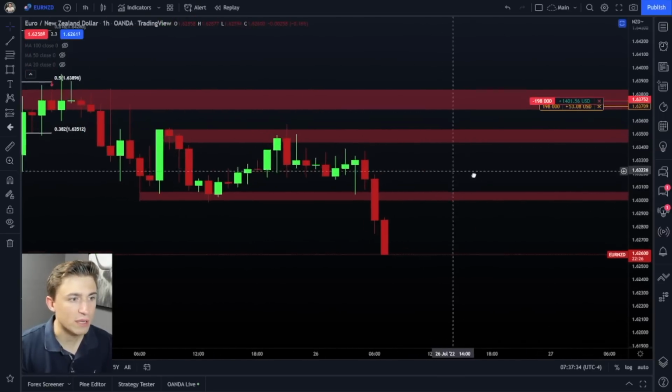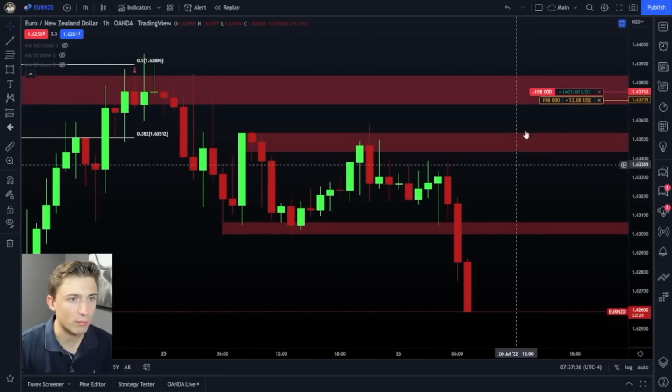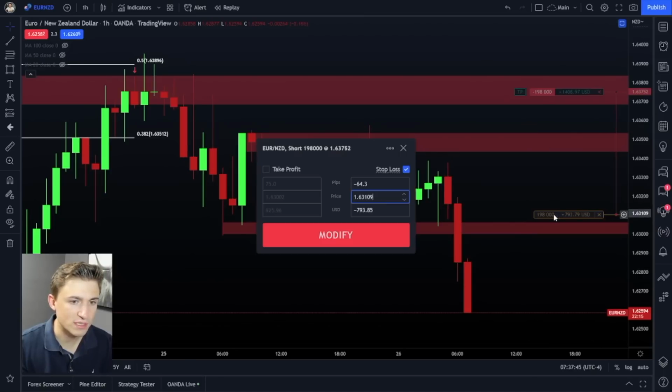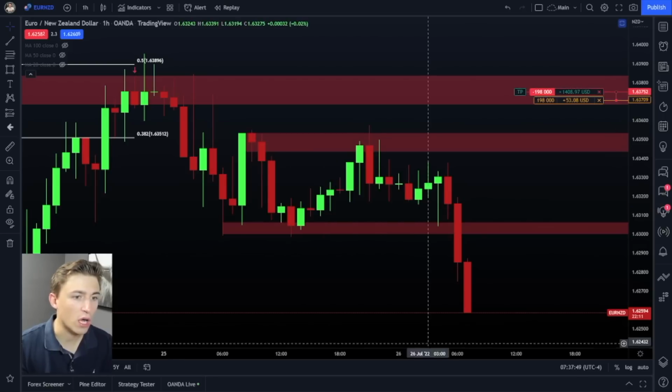So what I'm going to do now is go ahead and trail my stop loss here for this trade. We'll lock in at this point just above here. We'll go 1.6310, and we'll modify that, locking in $800 or so on the trade.